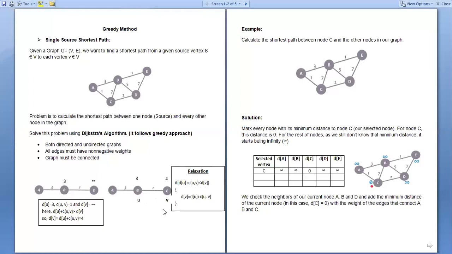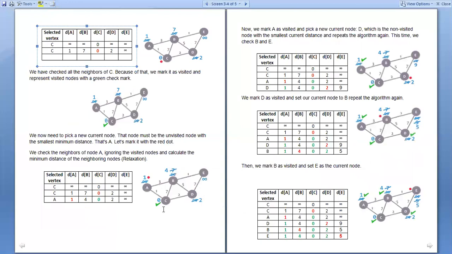Then we check the neighbors of the current node. The current node is C, and the neighbors of C are A, B, and D. Then you find the distance from C to A, C to B, and C to D. What is the distance between C and A? There is an edge between C and A with weight 1, so the distance of C to A is now 1. C to B is 7 and C to D is 2.